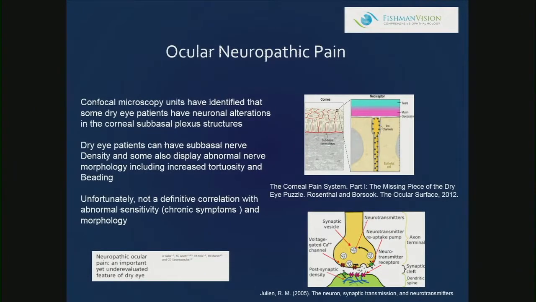We know, however, that there are situations where you can have changes in the cornea. The so-called subbasal nerve density can change, and they can look at tortuosity and beading and those interesting pictures, and try to come up with associations. But it's not 100% because it's a pain syndrome. What's really fascinating is that not only do you have changes in the structure, but you have a lot of changes at the synapse. The synapse between the pain fibers and the second order neurons actually changes biochemically.